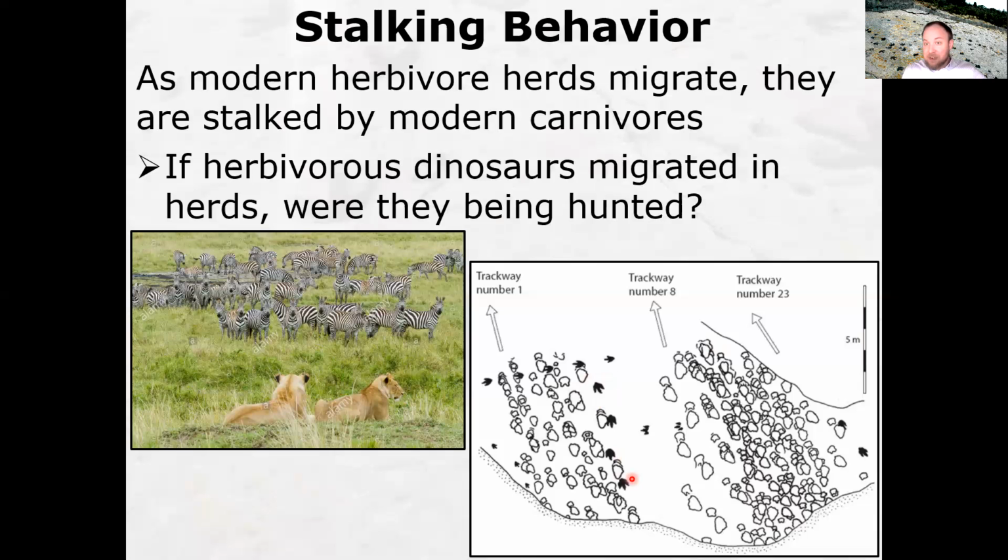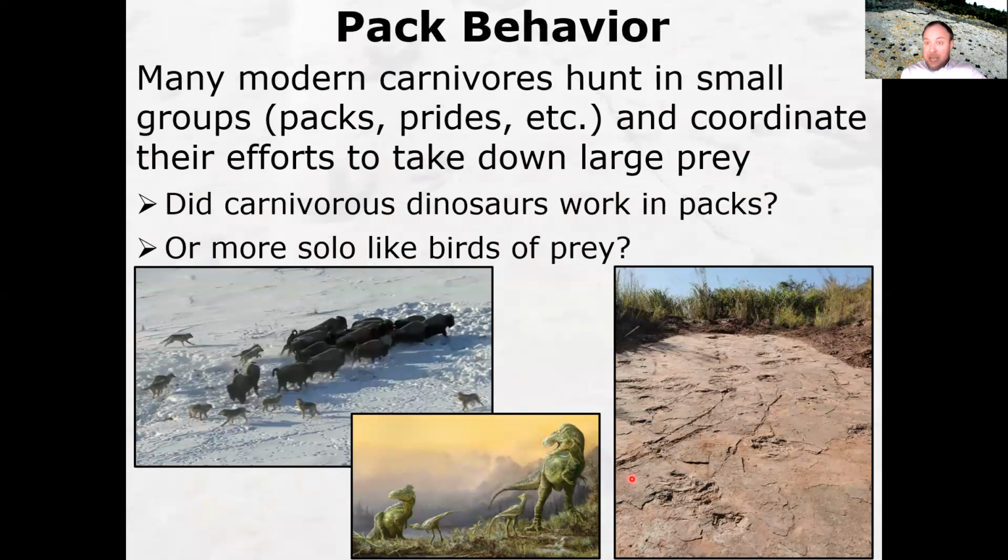Maybe this is fossilized behavior of dinosaurs hunting these herds with very similar strategies to modern animals, picking off at the fringes, at the margins, trying to take on one or two at a time instead of the entire group. So that leads to the question: did dinosaurs hunt in packs? Many modern carnivores hunt in small groups, like wolf packs and lion prides, and as they're hunting, they're actively coordinating their efforts. They're trying to divide and conquer, and take down large prey that would not be possible if they were acting as individuals.